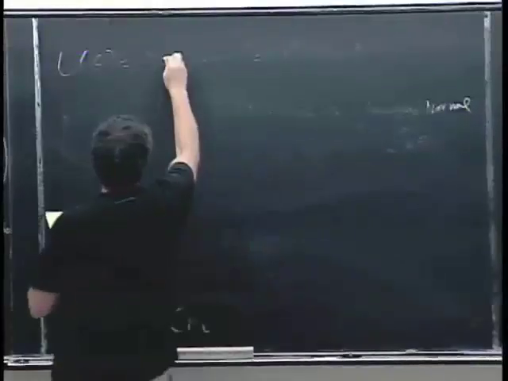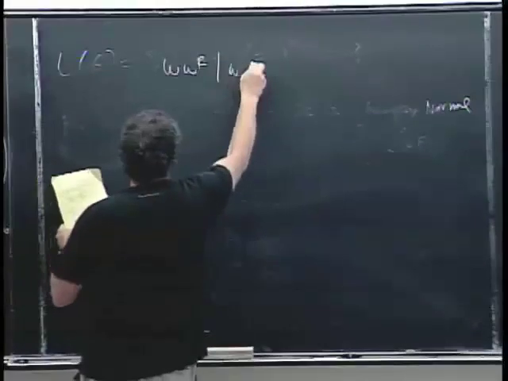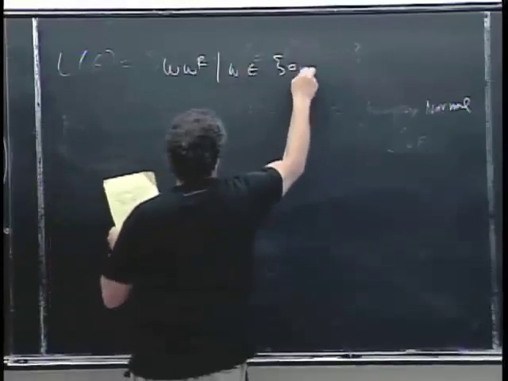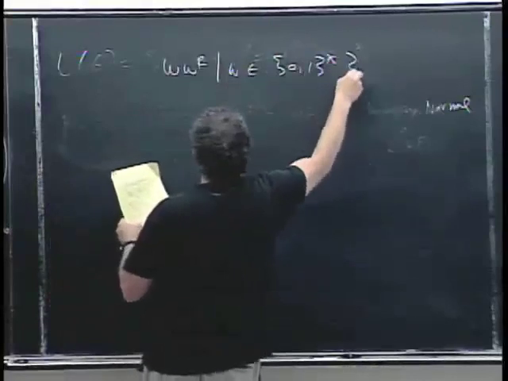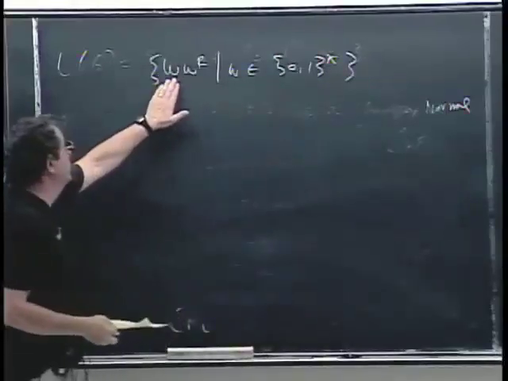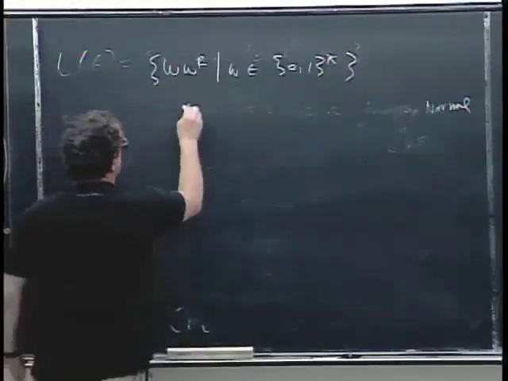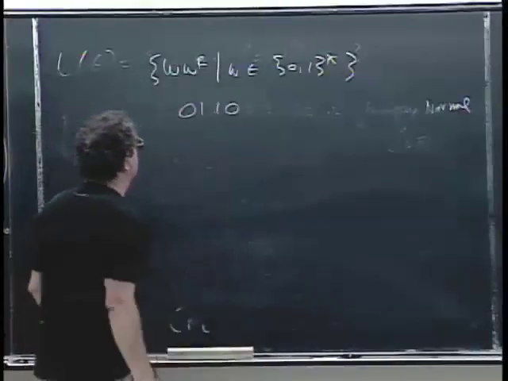So this language is WW reverse, where W is contained in 0, 1 star. Okay, so this is going to be some binary string followed by the reverse of it. So for example, 0, 1, 1, 0.